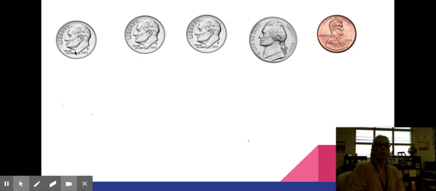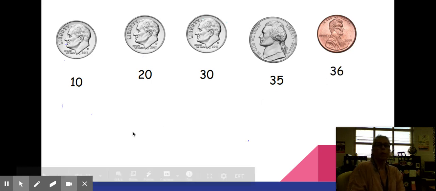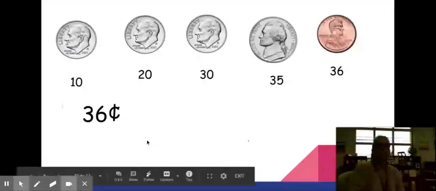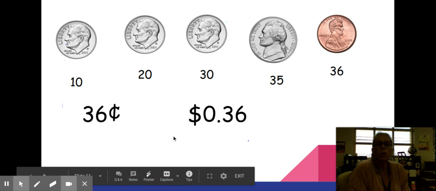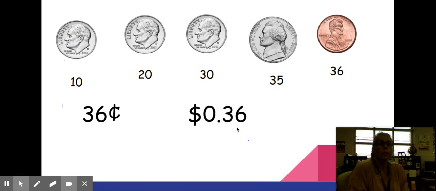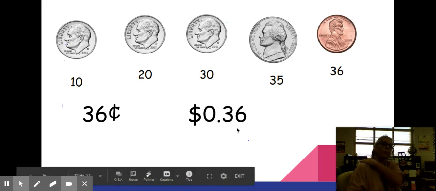So let's count. 10, 20, 30. Now we got to switch to counting by fives. 35 plus one more is 36. We can write that as 36 cents, or we can write it in dollar-cent notation, which is $0.36.